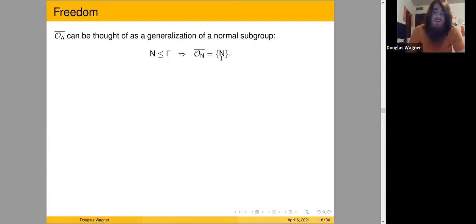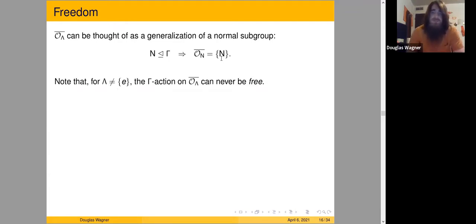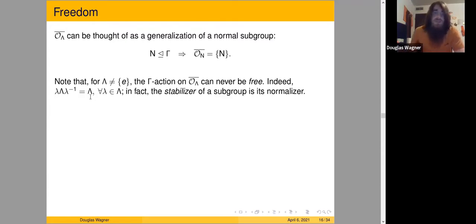Also, this action can never be free, meaning not every point is going to be moved by every element. I mean, clearly, a group is going to remain fixed when it's conjugated by anything that it contains. So we can't get the action free, but what if we can get it as close as possible to free? What if the only things that fix subgroups are the things that the subgroups contain?